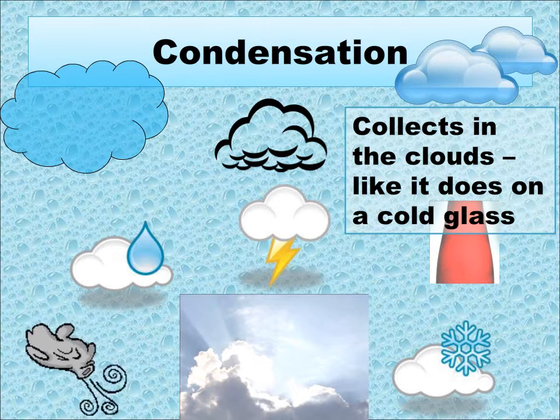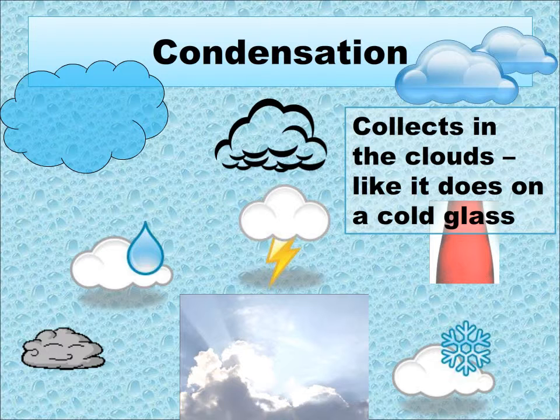Condensation collects in the clouds like it does on a cold glass. Once the evaporation reaches the clouds, it just collects and binds together and condenses and waits for the air to cool enough, at which time it will fall to the earth again.